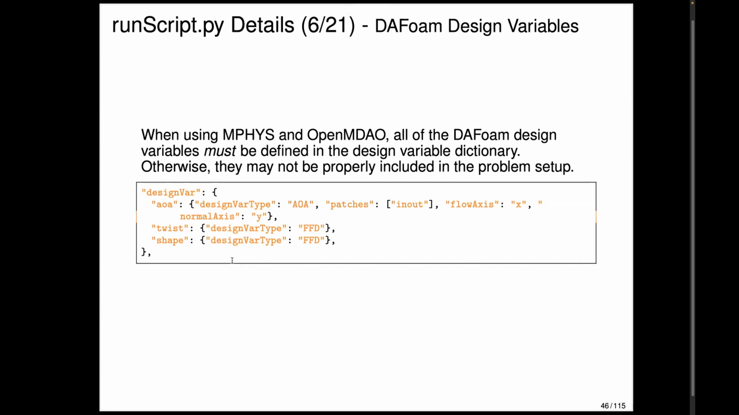Now, something that's very important with MPhys and the new DAFoam version 3 as compared to before is there's this design variable dictionary. In this design variable dictionary, which is passed to DAFoam in the options, you need to define all of your design variables. So here we're defining the angle of attack, AOA, and we define what type of design variable it is. We say what patch it applies to, the flow axis and normal axis. We define the twist design variable as well, and the shape design variable. And those ones are a little bit more simple because they're simply FFD design variables.